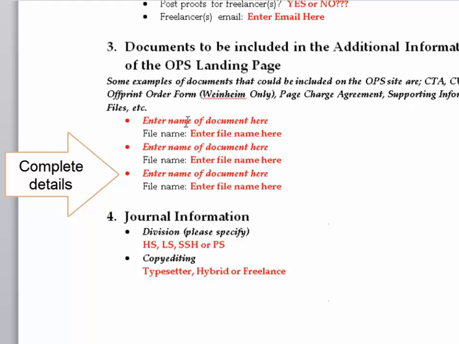In this section, you can specify if there's any particular documents you want them to host on the OPS site. So if you've got some extra instructions for authors, maybe like FTP instructions for sending large figures or anything like that, you could put that up here. Or maybe reminders about sending colour work agreements and stuff.